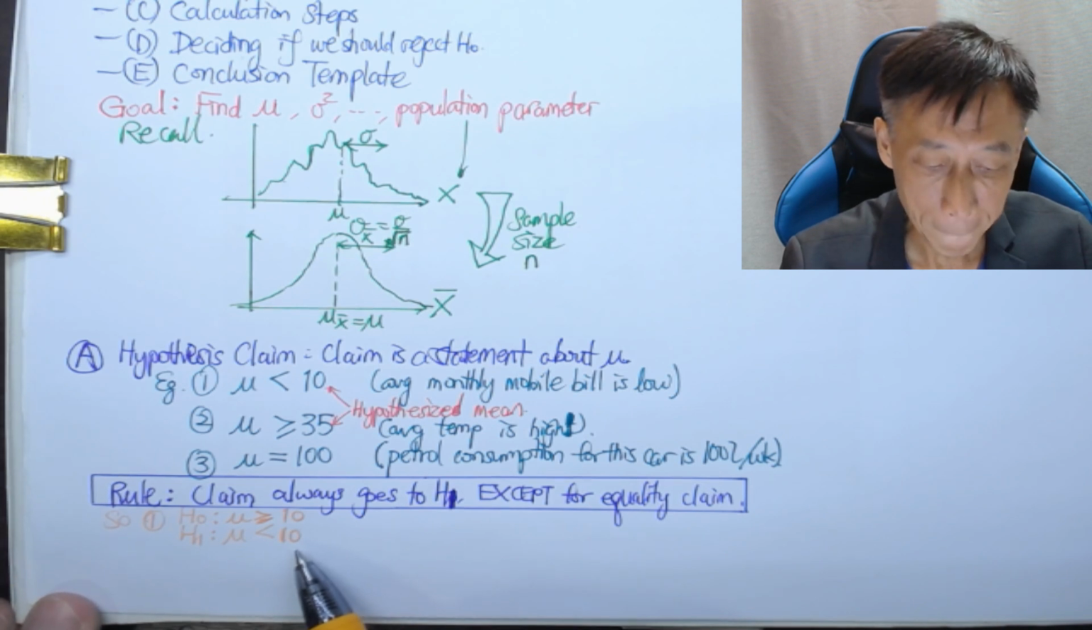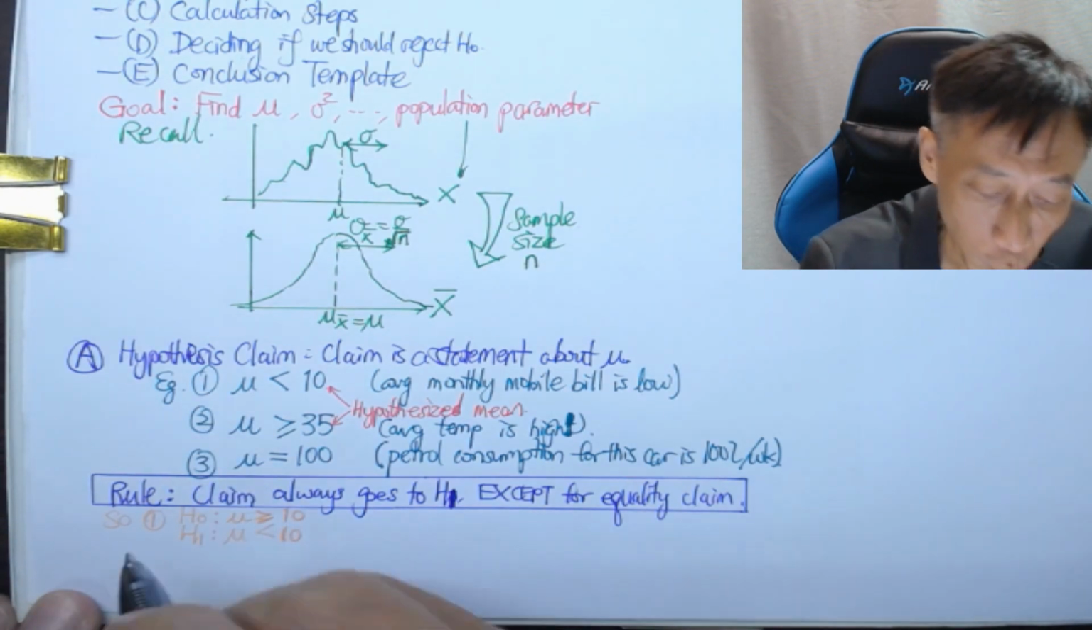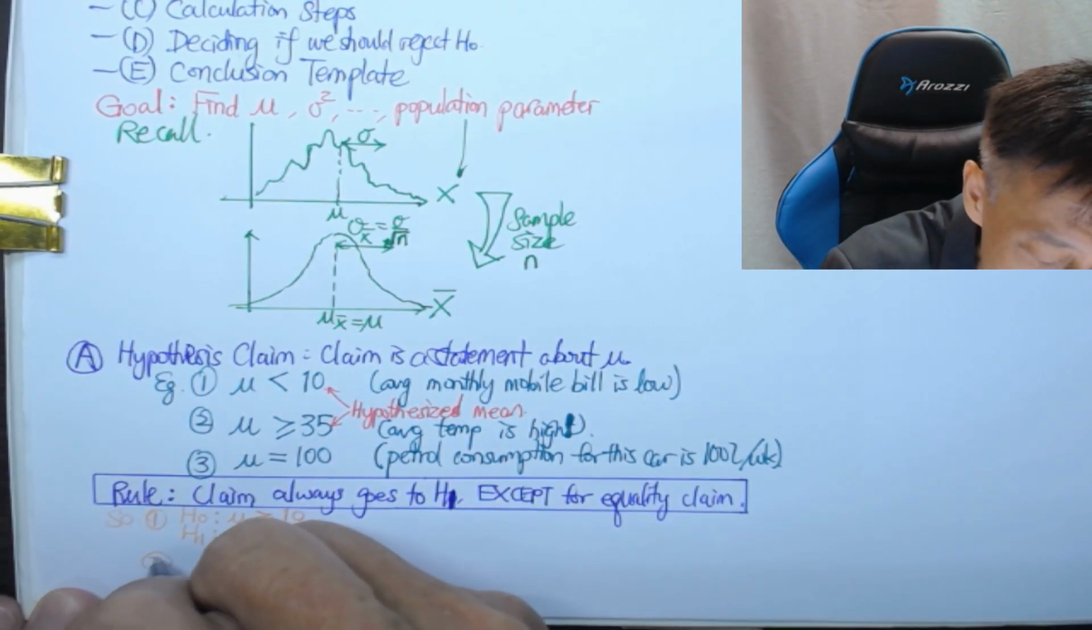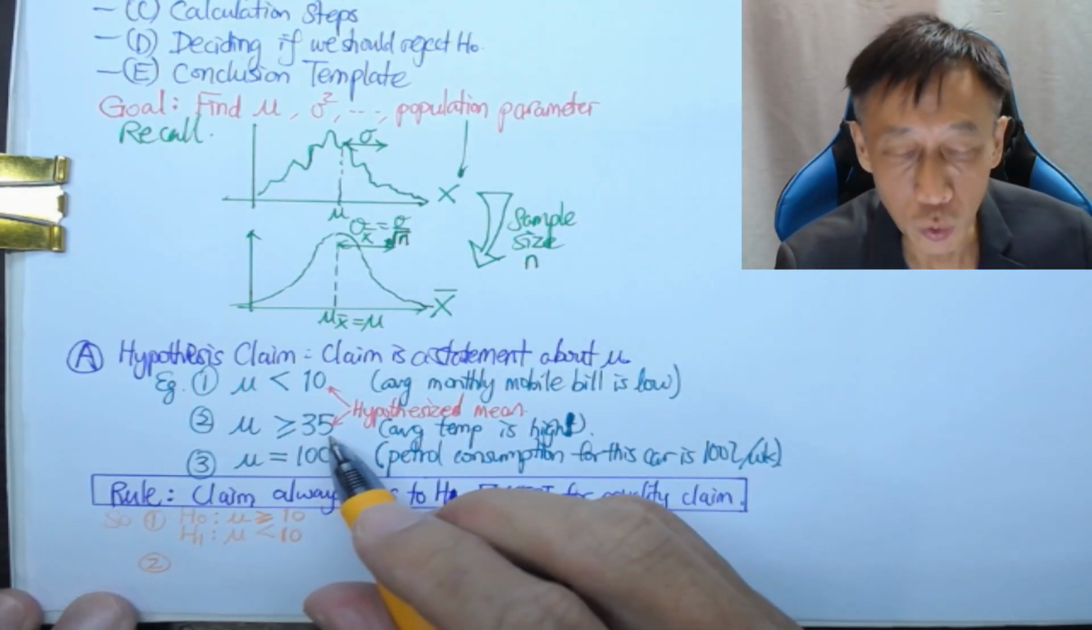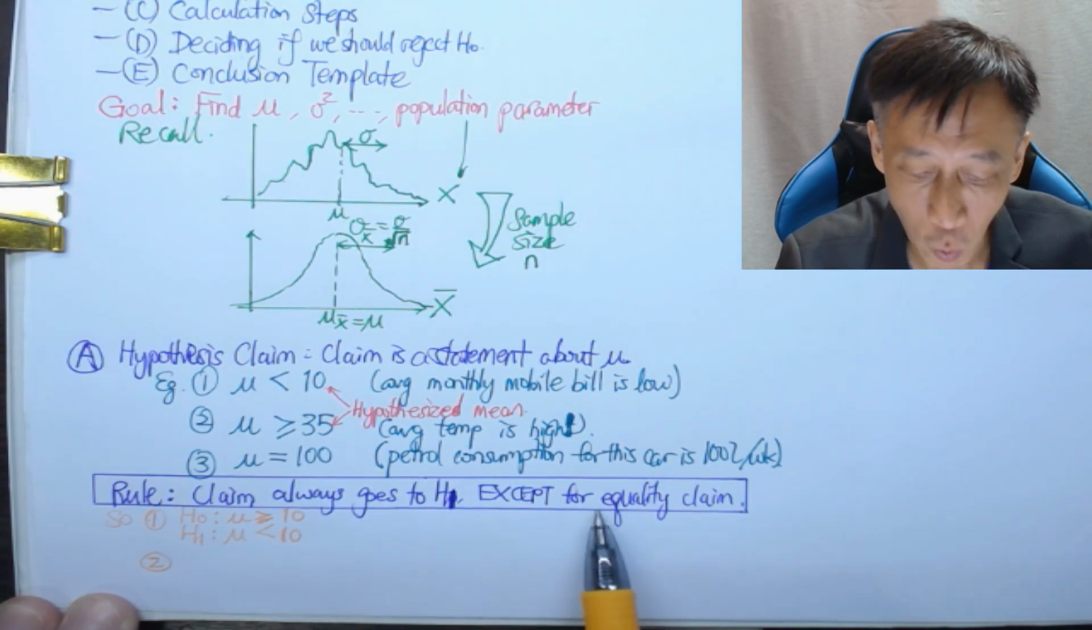Okay, is that all right? So the claim always goes to H1. Number 2, the claim is mu greater than or equal to 35. Okay, so the claim always goes to H1 except for an equality claim.